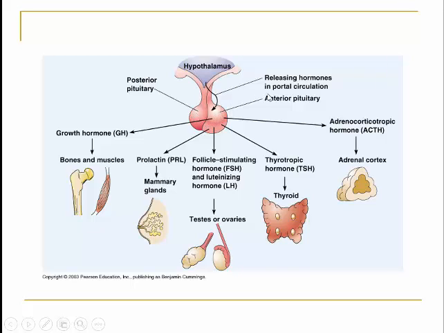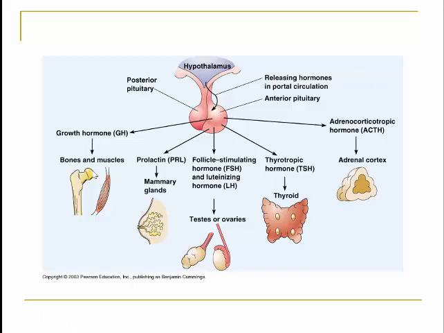So a number of them are releasing hormones. Adrenocorticotropic hormone, or ACTH, is a releasing hormone. It's going to target the adrenal cortex. Thyroid stimulating hormone is going to target the thyroid gland. Follicle stimulating hormone is going to target either the testes or the ovaries, depending on your gender. And then prolactin directly stimulates the mammary glands to produce milk, and growth hormone stimulates all cells so that we can grow.